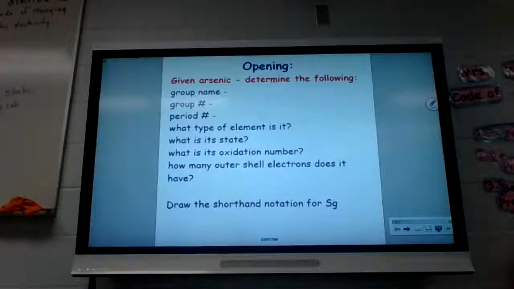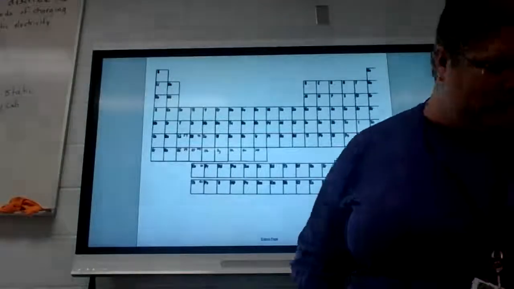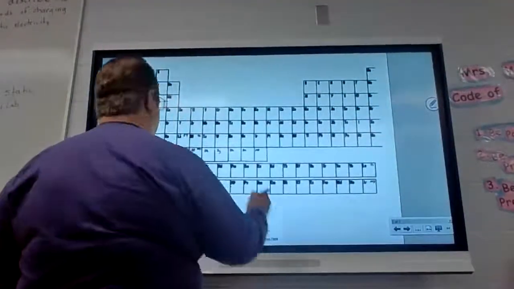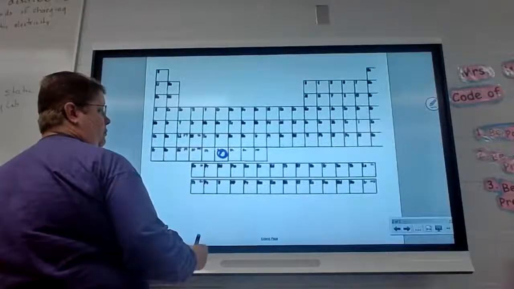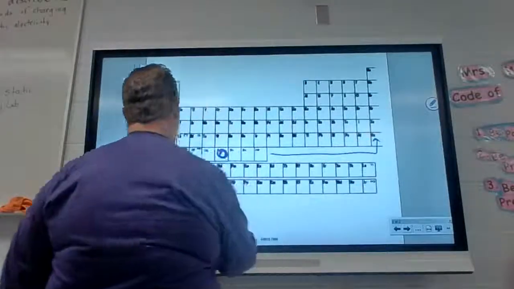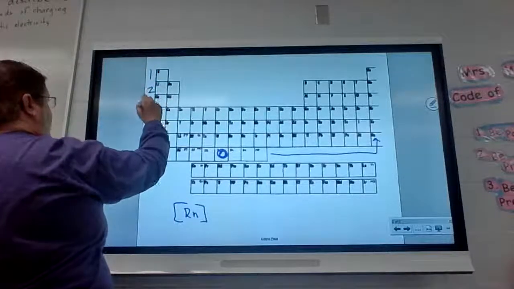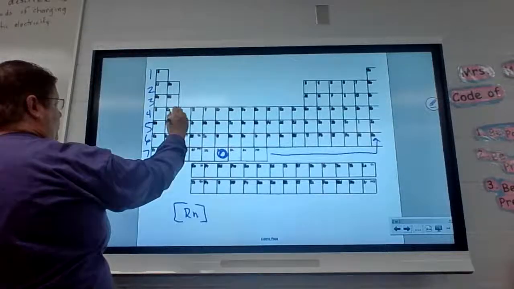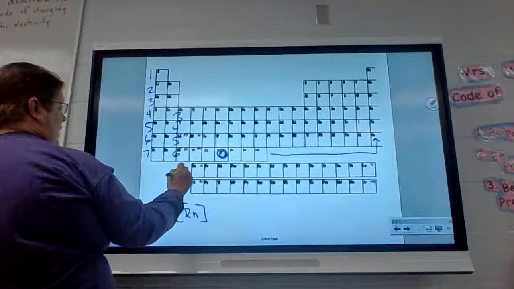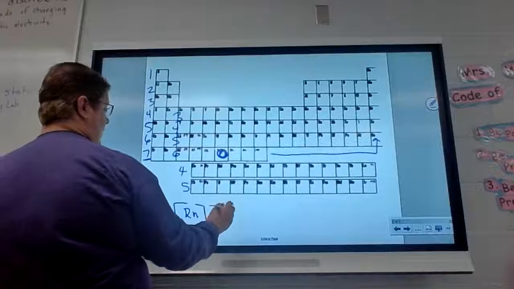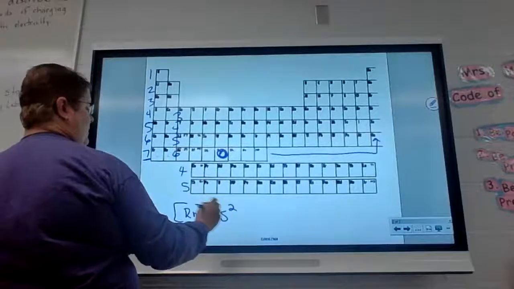All right, so draw the shorthand for Sg. Where's Sg on the periodic table? It's at the bottom, okay? So if you look, oops, apparently I still have glass over here. I didn't get up yesterday. All right, yep, there it is. So Sg is right here. So at the end, up one, so Rn in brackets. What comes after it? 1, 2, 3, 4, 5, 6, 7, 3, 4, 5, 6, and 4 and 5. So we're going to come back down and we're here. So that is 7s2, 6.